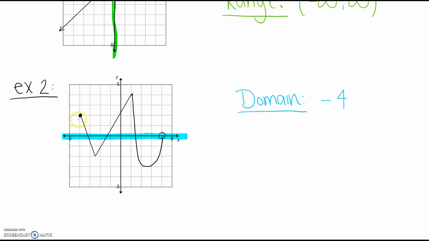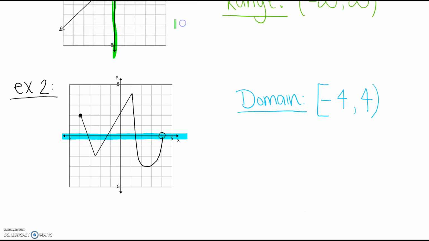Is it included? Well, since it's a filled in point, it is, so we have to use a hard bracket. Then, is it continuing? We have x values, and it continues until we get to +4. And there's a hole, so that means we're going to use a soft bracket.